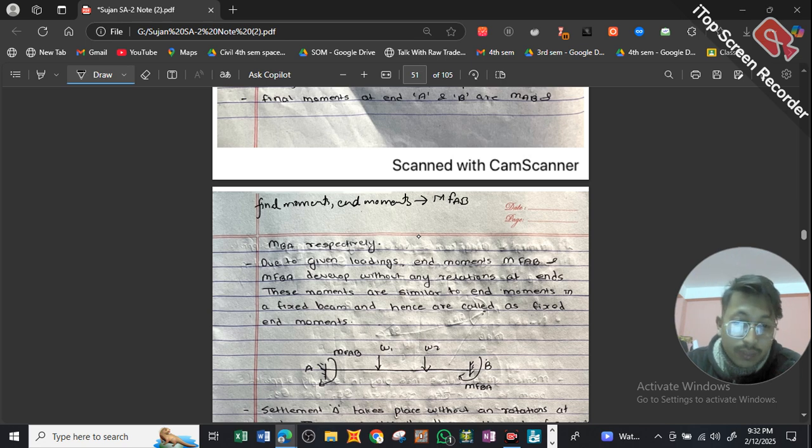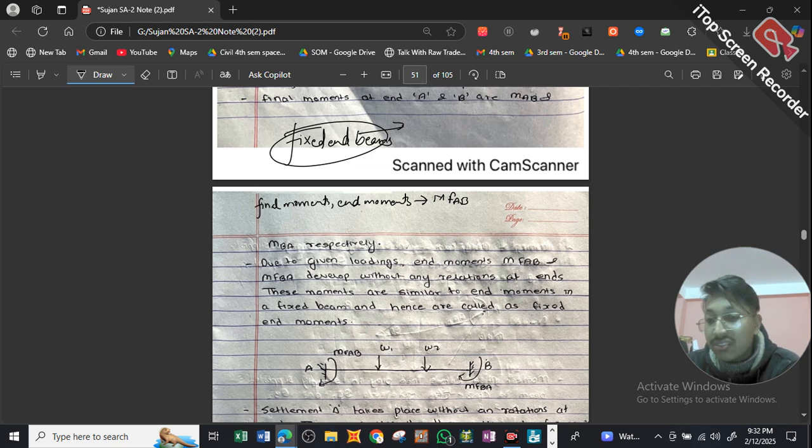Why are they written? Since these moments are similar to end moments in fixed beams. What I haven't said yet is that in the slope deflection method we will be taking the beams as fixed end beams, whatever the type of support in the beam, roller or hinge, we don't care. We will suppose the beam as fixed-end and determine those deflections, moments, etc.